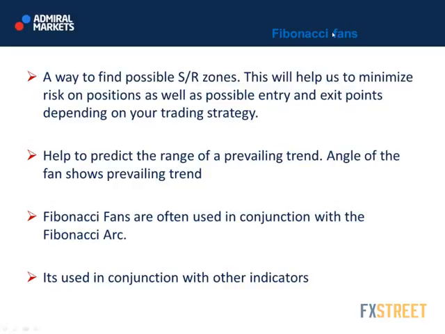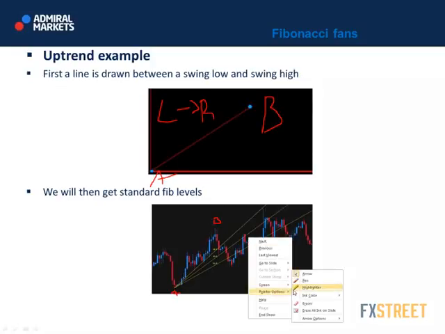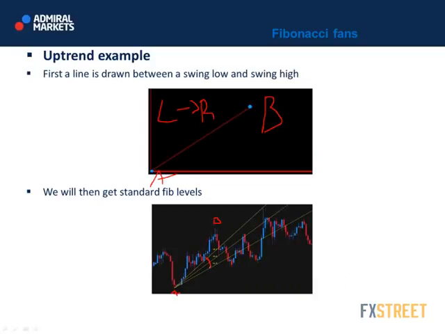So, Fibonacci fans are used to find possible support and resistance zones. This will help us to minimize risk on positions as well as possible entry and exit points depending on your trading strategy. It will also help you to predict the range of a prevailing trend. The angle of the fan shows you guys prevailing trend. So this is the angle of a fan. Look, the angle. And you can see that the angle shows you that the price is in uptrend.